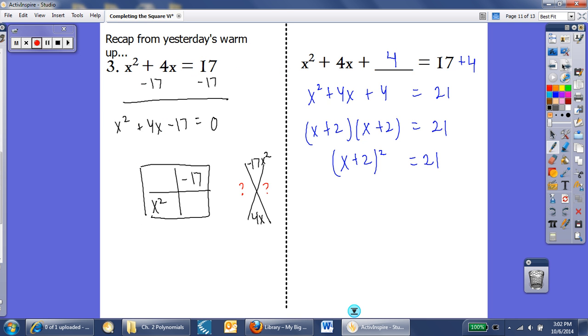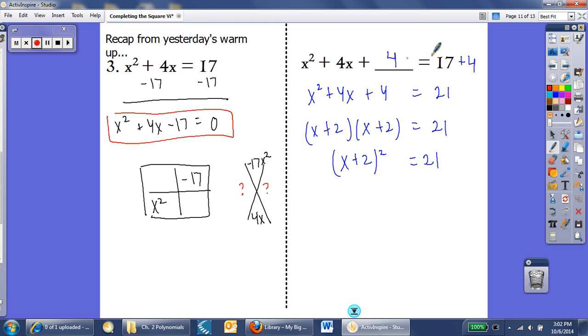Now, we're going to keep doing this today. Just to recap from yesterday's warm-up. The purpose of completing the square is to make it so that it's factorable. Yesterday, we got into a situation where we couldn't factor. We subtracted 17 on both sides, and then we tried to factor x squared plus 4x minus 17 equals 0. When we did that, we got into a problem. We couldn't think of two factors that give me negative 17 that would add to 4x.